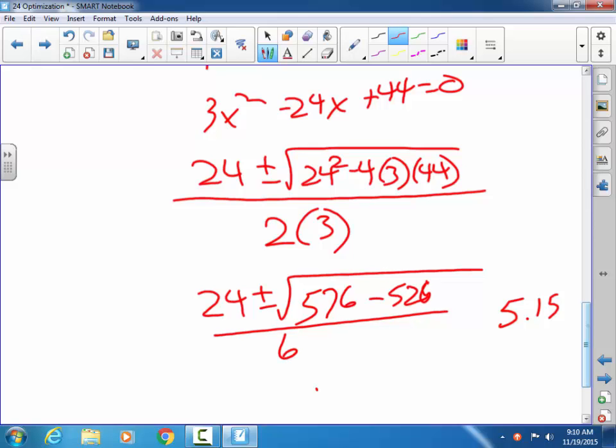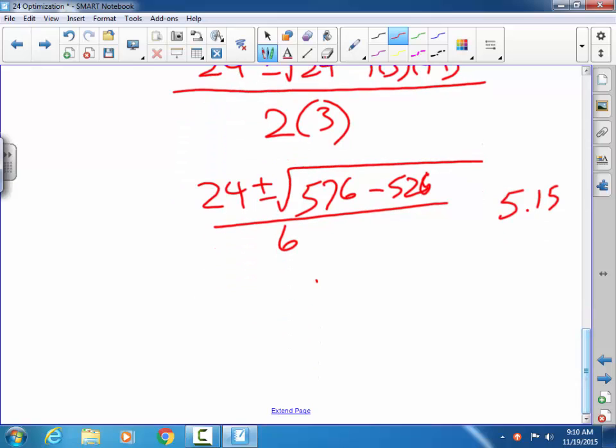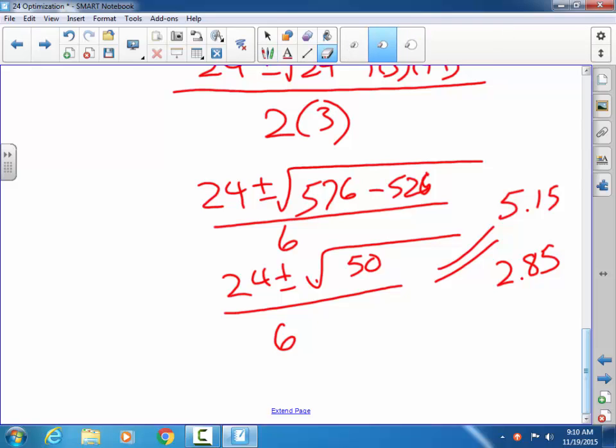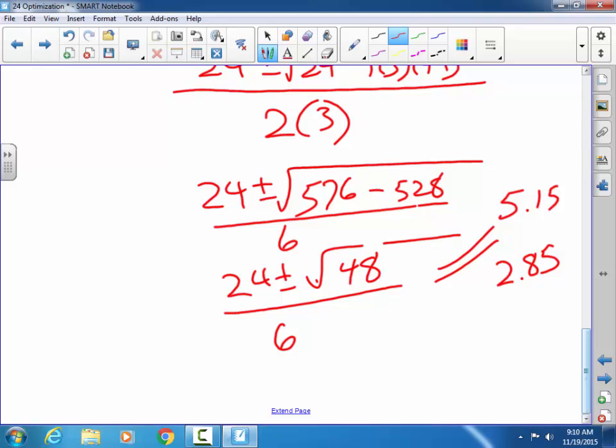Over 6. So now if we do 24 plus or minus 50. So you got 5.15 one time, and what'd you get the other time? Wait, no, the 4 times 3 times 44 wasn't 526, it was 528. Okay. 528, which makes this number here 48 then? Yeah. And we got 5.15 and 2.85.